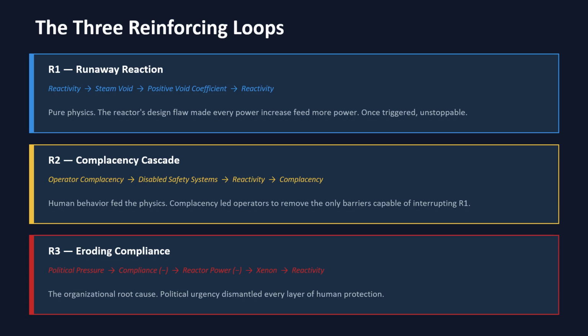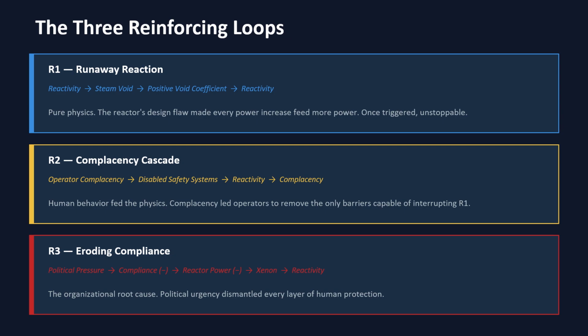Now we look at the three reinforcing loops, which are R1, R2, and R3. R1 is the runaway reaction loop, where the reactivity increases and the steam void increases, and the positive void coefficient increases the reactivity even more. So this is creating a runaway effect. Once the power is rising, it is rising without any kind of control.